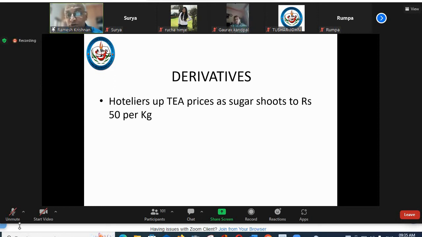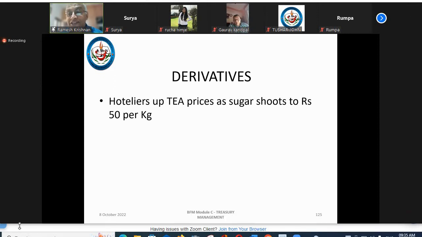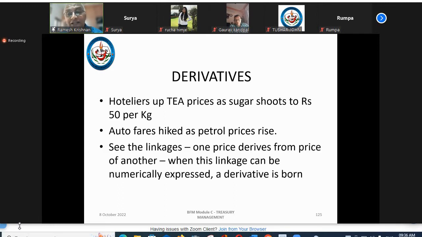Sugar shoots to 50 rupees, so therefore the chai wala increases the price of tea. Similarly, auto wala increases the meter fare because petrol price has gone up, like that. So what is the linkage in the pricing? Tea price derives its price from major components or ingredients in tea, one being milk, the other being sugar. So when this linkage can be numerically expressed, a derivative is born.